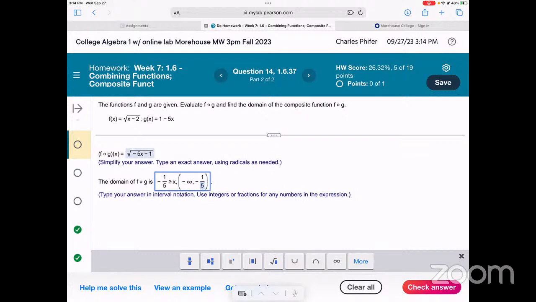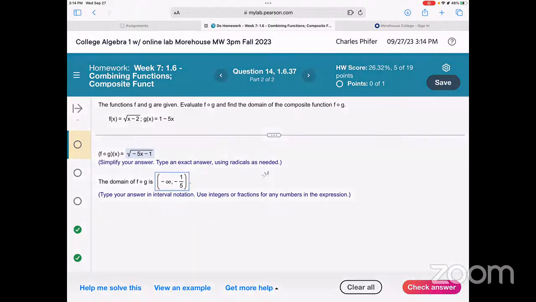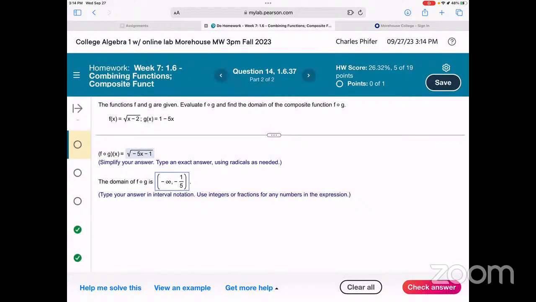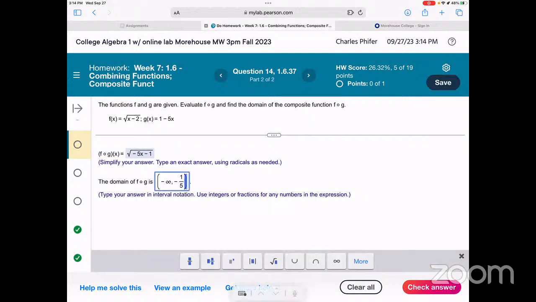Let me get rid of these items here. I think this looks good. Oh, greater than or equal to 0, right? So this needs to be a square bracket. It can be 0, so this needs to be a square bracket. I made that same mistake earlier.